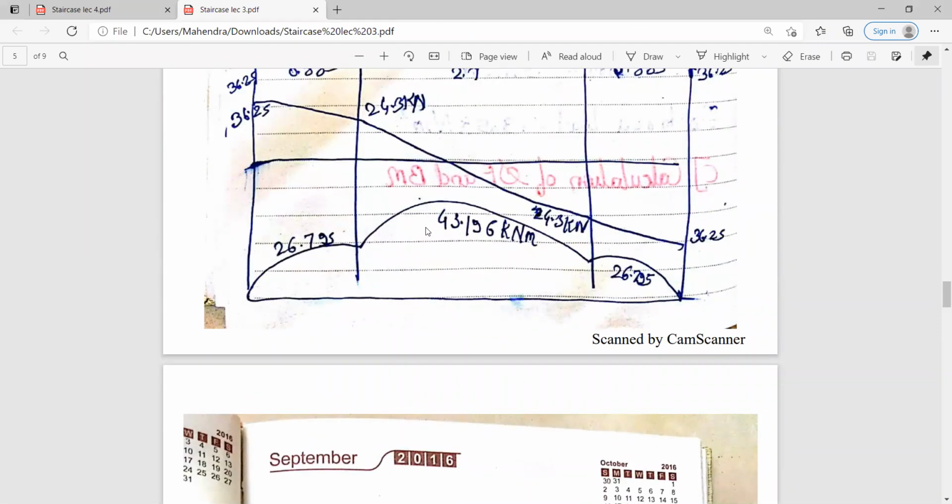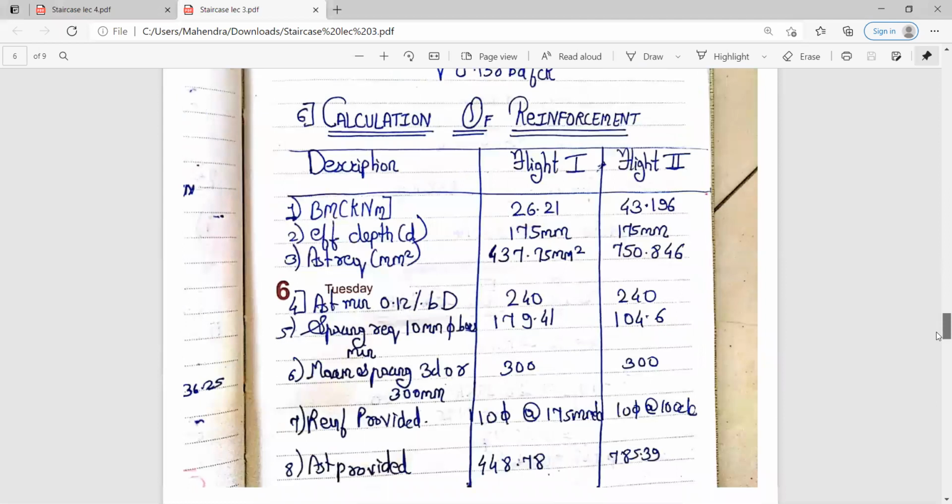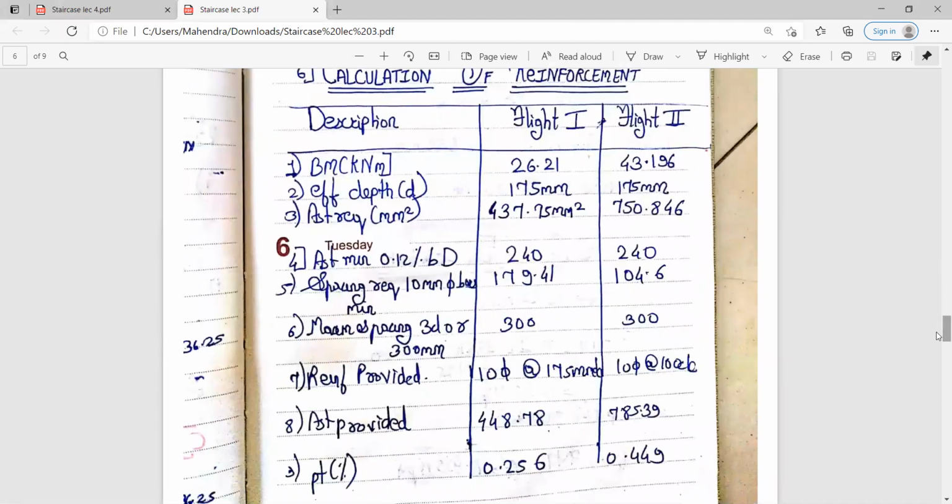For flight 2, the maximum bending moment we have got here is 43.196. So for flight 2 also we are going to consider the maximum bending moment, that is 43.196 kilonewton meter. Those bending moment values we are going to consider when doing the calculations for the reinforcement. Then effective depth, as you already know, will be same for both the flights, that is 175 mm.